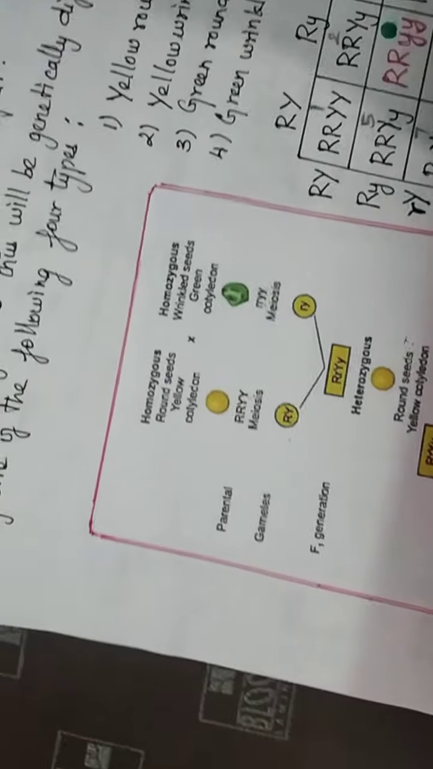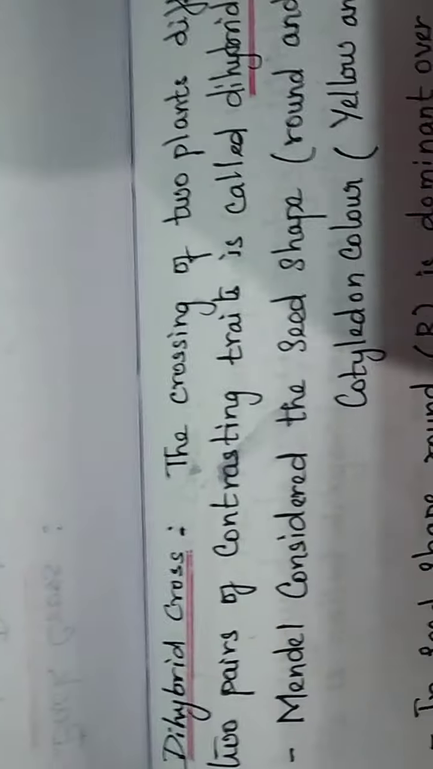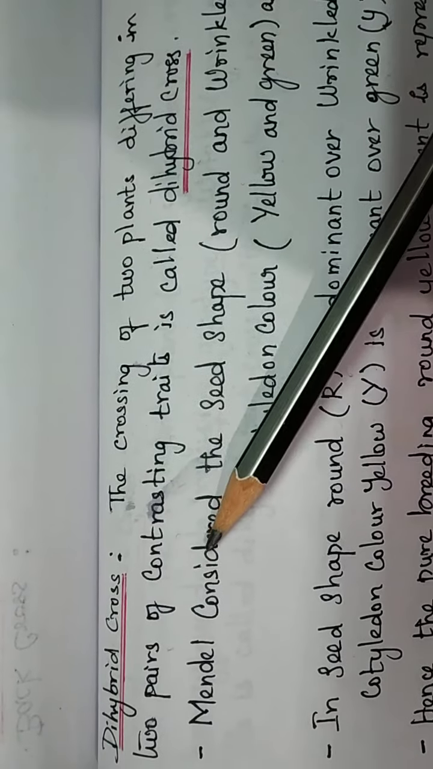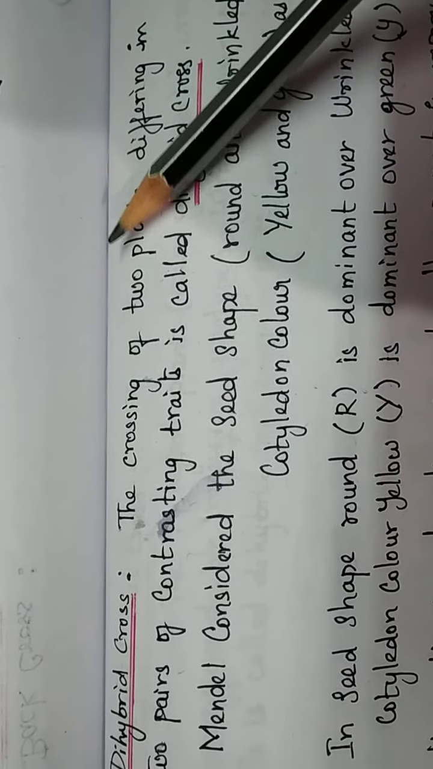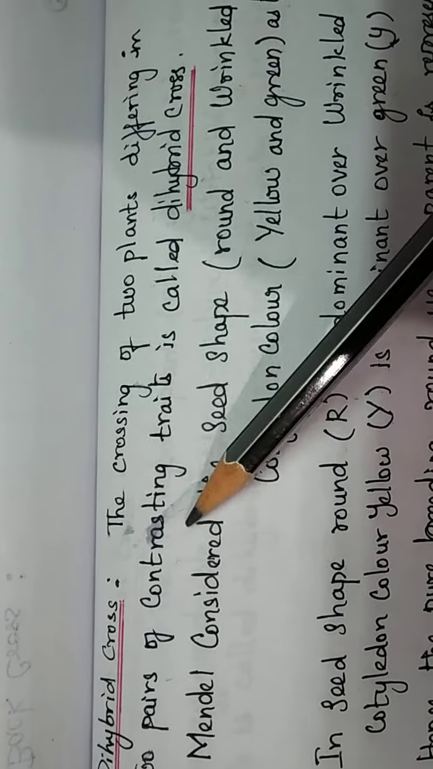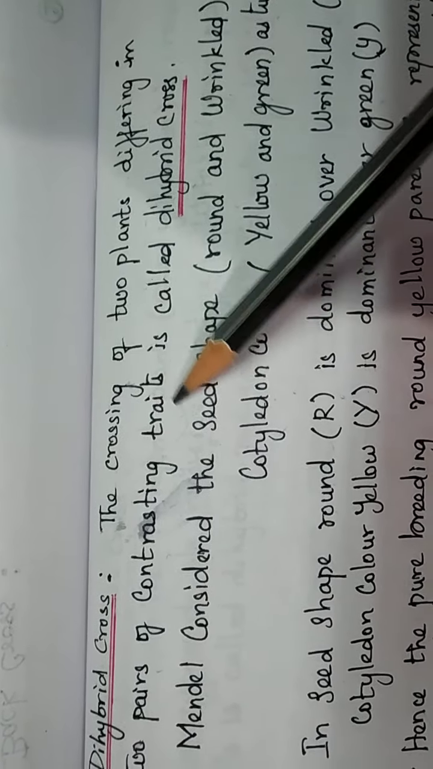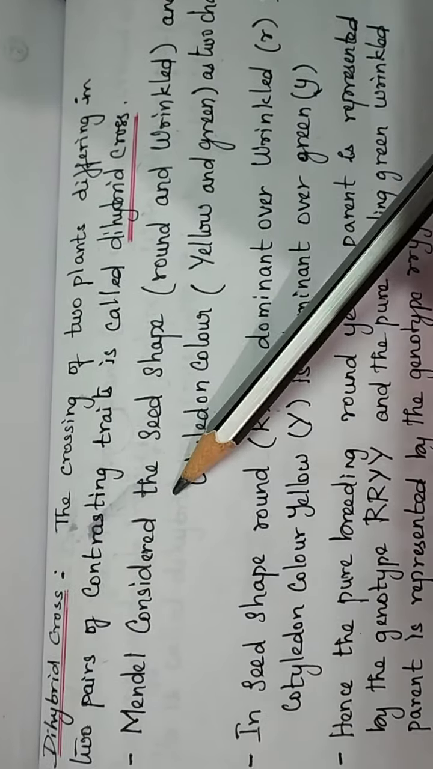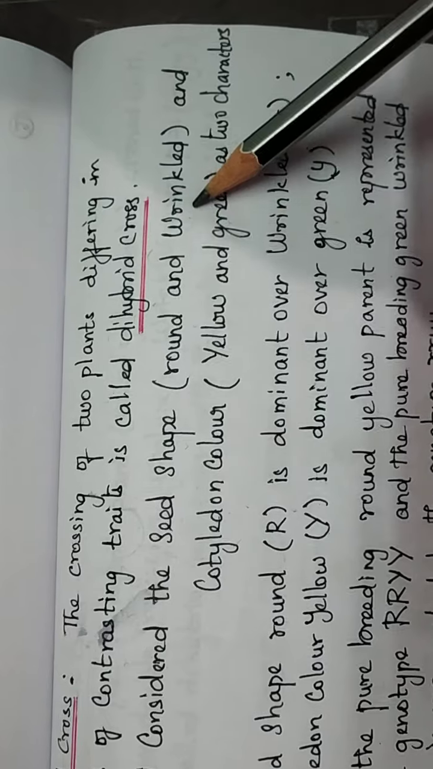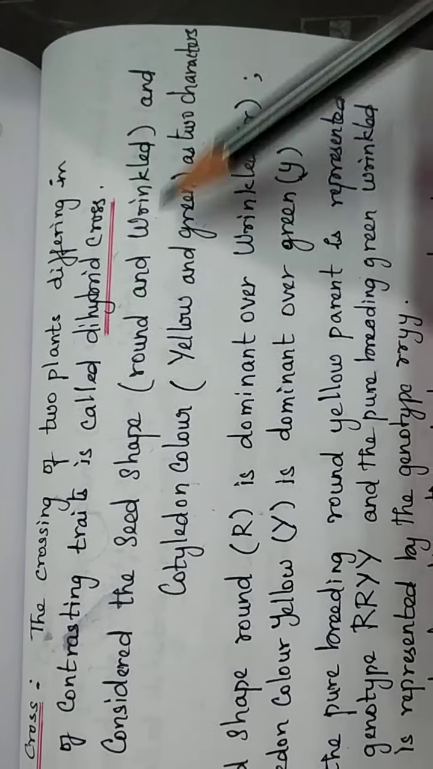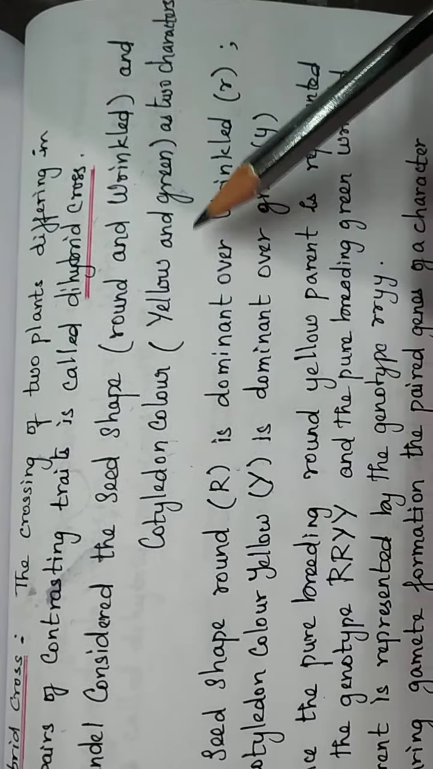Next, we are going to see what a dihybrid cross is. A dihybrid cross means the crossing of two plants differing in two pairs of contrasting traits. We have to cross two plants with different characters. Two pairs of contrasting characters is called a dihybrid cross. Mendel considered seed shape, round and wrinkled, and cotyledon color, yellow and green, as two characters.